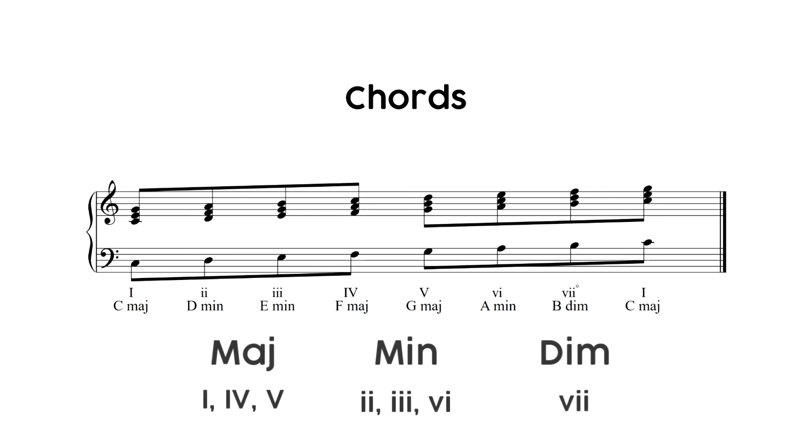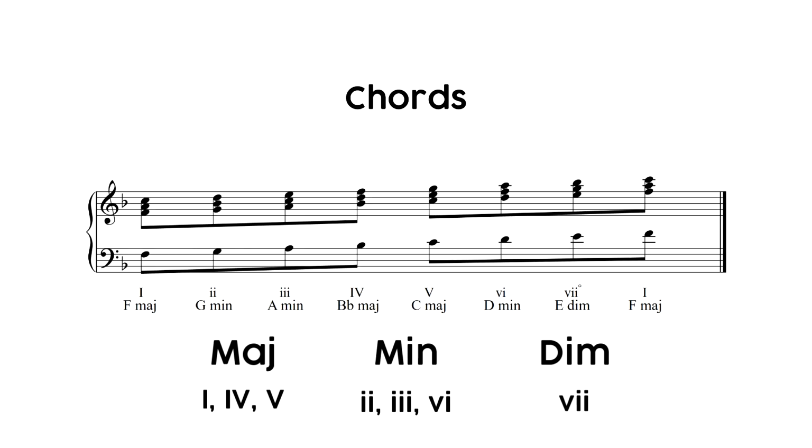If you look at the chords in the key of C major, you will see that they follow the pattern major, minor, minor, major, major, minor, diminished. This is the same for all major keys, so the 7th chord in a major key is always diminished, and the 1st, 4th and 5th are always major, and the 2nd, 3rd and 6th are always minor. The same rule applies no matter which major key you're in.